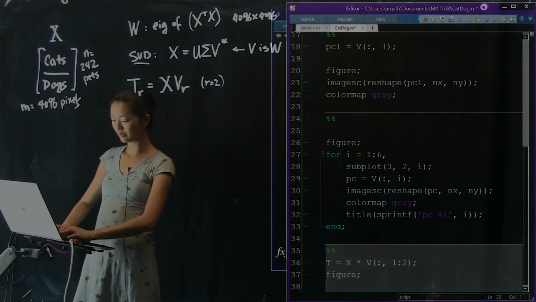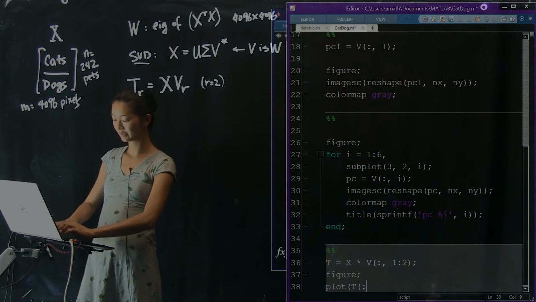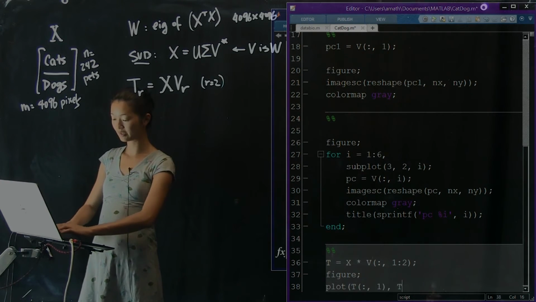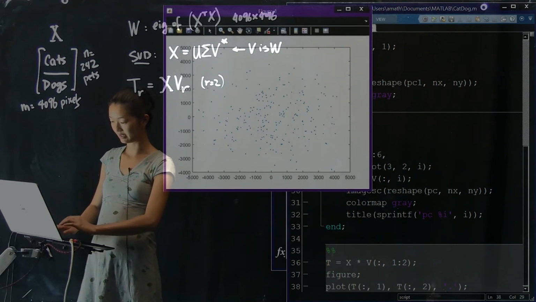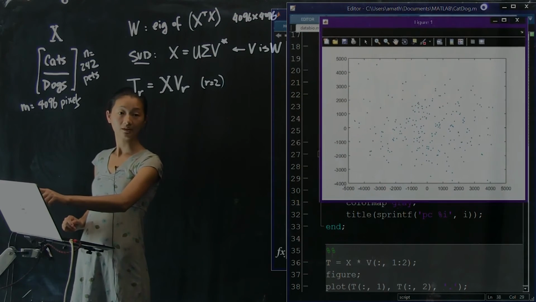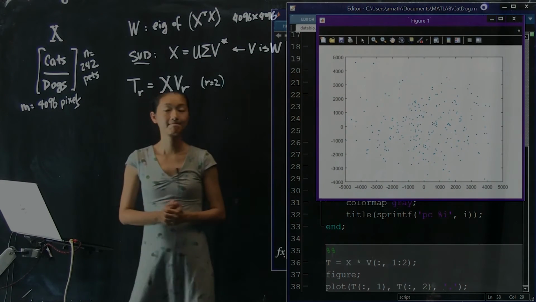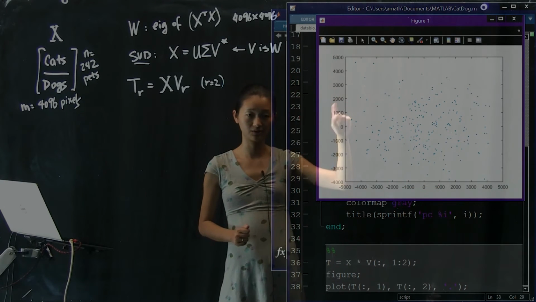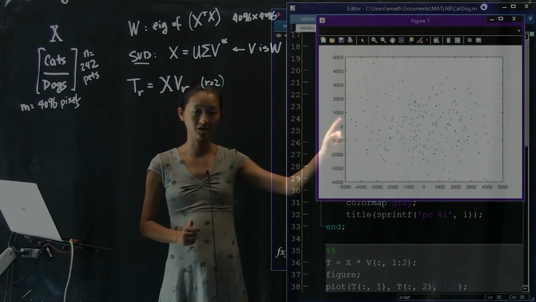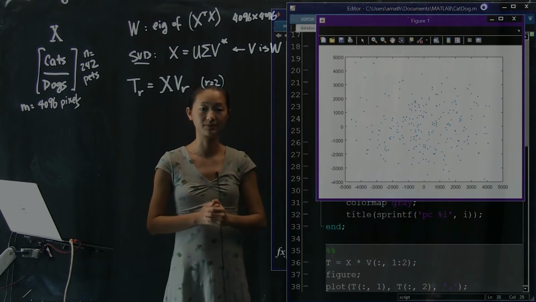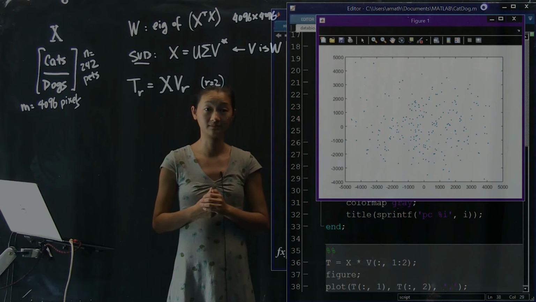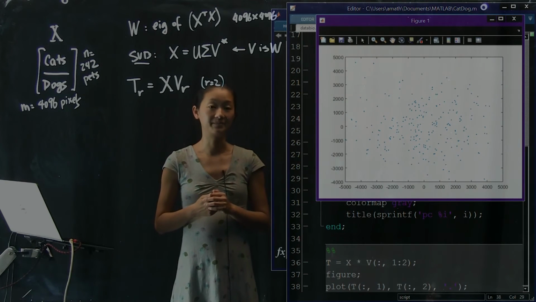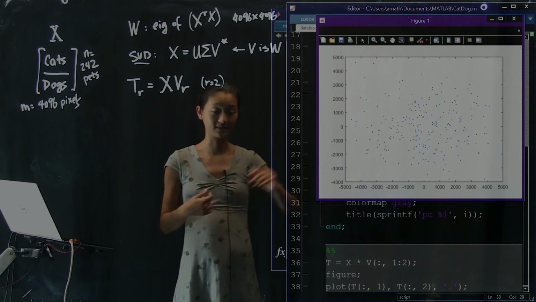And next, what I'm going to do is plot the dots in T as dots in this space. So that's what that looks like, right? On the horizontal axis is PC1, on the vertical axis is PC2, and I have one dot for each pet in terms of how similar it is to each of those images that we visualized earlier. Okay? So this is good. It works. We can visualize it this way.